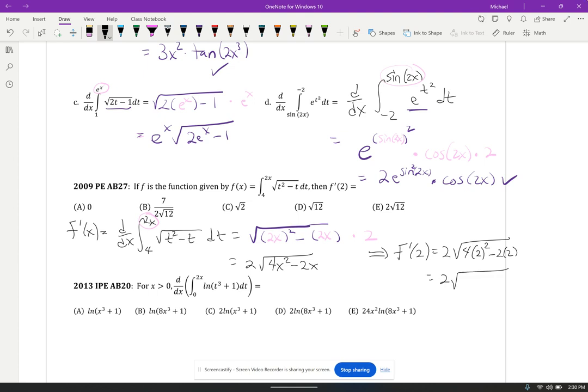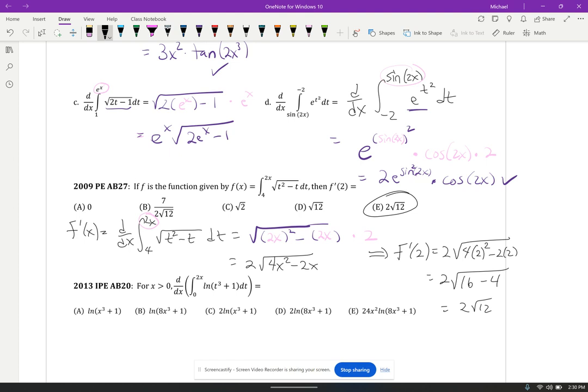Okay, so let's see. I took the formula that we got for f prime, and I'm just going to substitute 2 into that formula. This is going to be 2 times 2 is 4 times 4 is 16 minus 2 times 2 is 4. Well, that's going to be 2 square root of 12. And my answer is E.